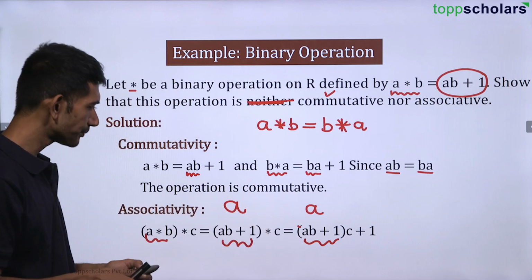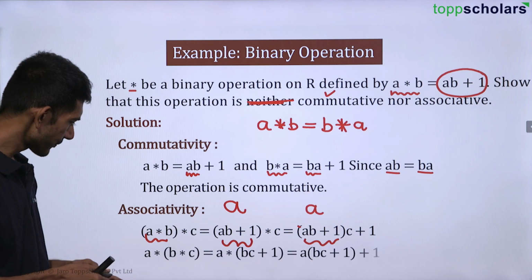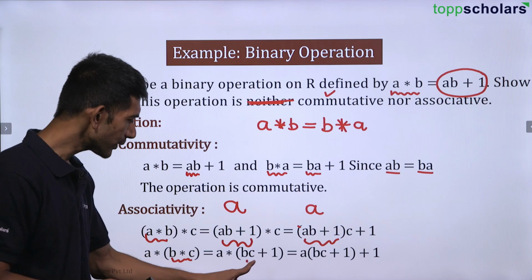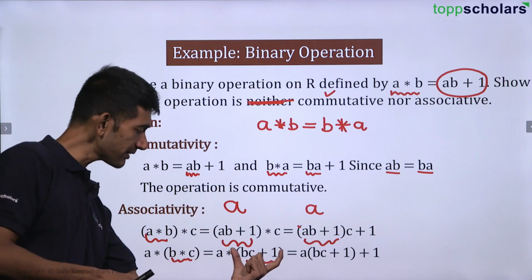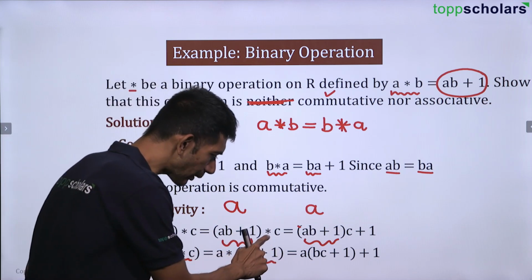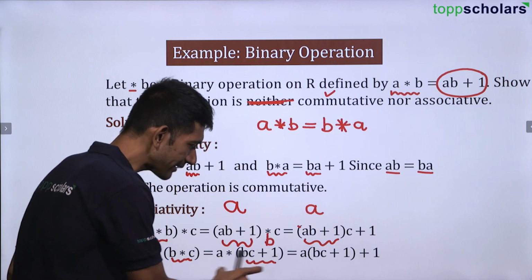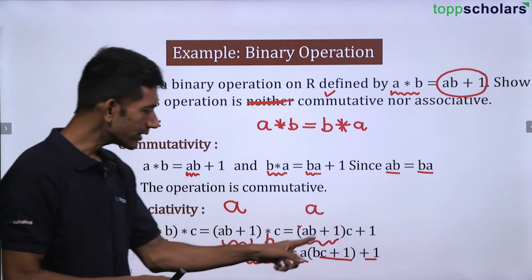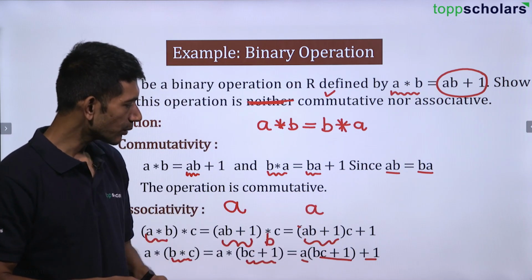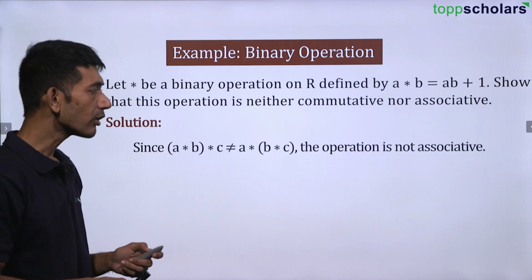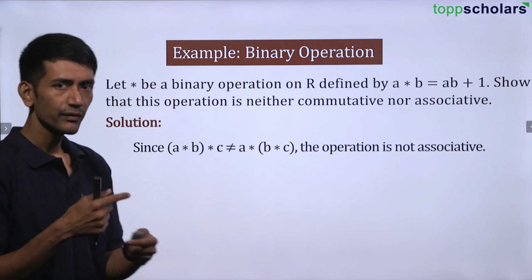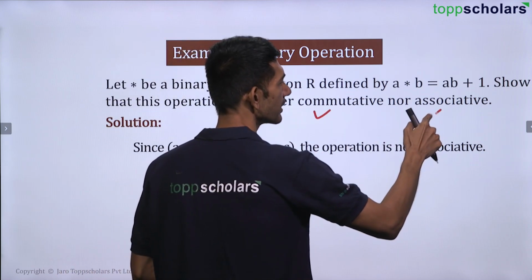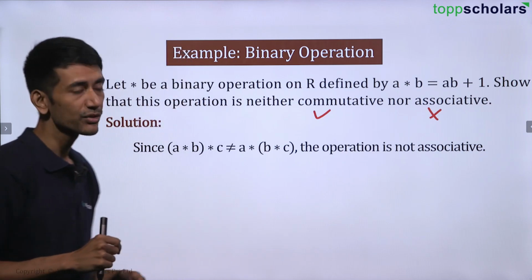Just solve that. Now let us take the other one, that is A star (B star C). Firstly, B star C will be BC plus 1, and then A star (BC plus 1), where this is like your B now, will be A times (BC plus 1) plus 1. You solve this further and you can see that both of them are not equal, right? Since they are not equal, this is not associative. So we can reframe the question: definitely this is commutative, but this is not associative. I hope this is clear.